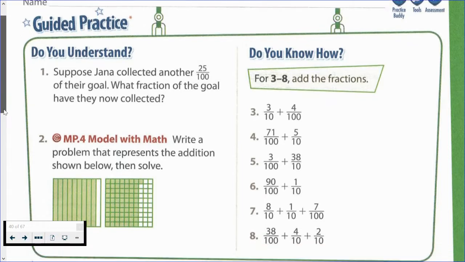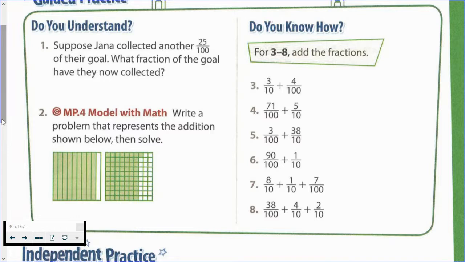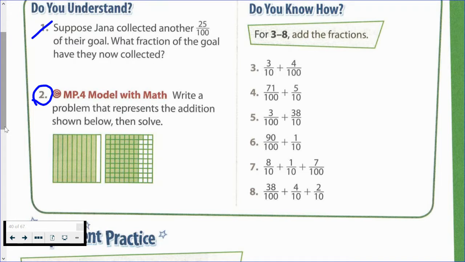So today, we're going to skip problem number 1, and let's start with problem number 2. Write a problem that represents the addition shown below, then solve. So in order to complete problem number 2, let's look at the diagrams. Here in this first diagram, we see tenths. So let's write tenths as our denominator. And of those tenths, 9 out of the 10 have been colored.